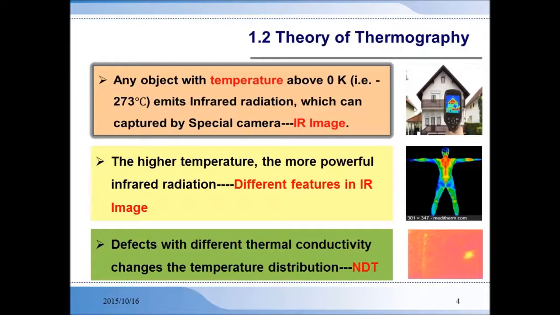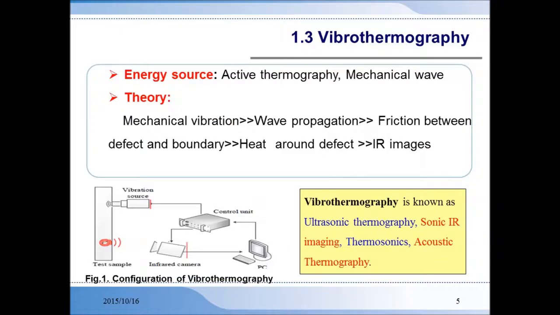The three main aspects of thermography are that, firstly, any object with a temperature above 0 Kelvin will emit infrared radiation that can be captured on an IR camera. The second is that the areas of an object with different temperatures can be represented by the features of an IR image, i.e., the higher the temperature, the more power the infrared radiation. And the last point is that the presence of defects can change the temperature distribution of tested objects due to different thermoconductivity. There are two kinds of thermography, according to the source of excitation heating.